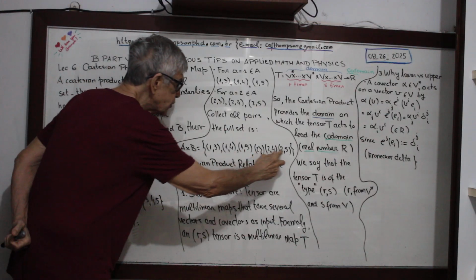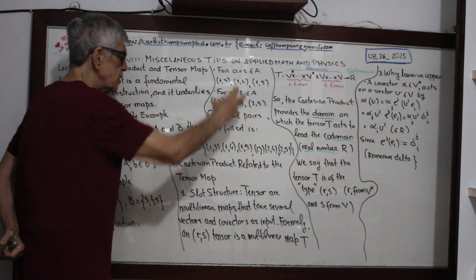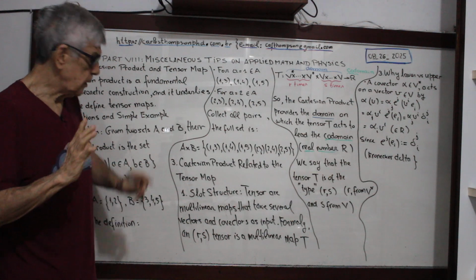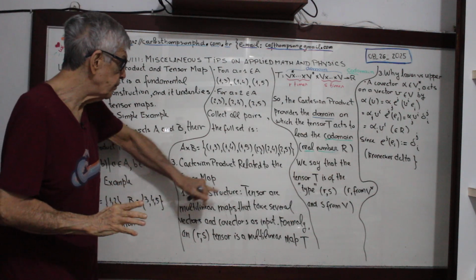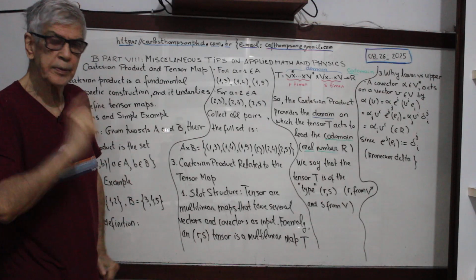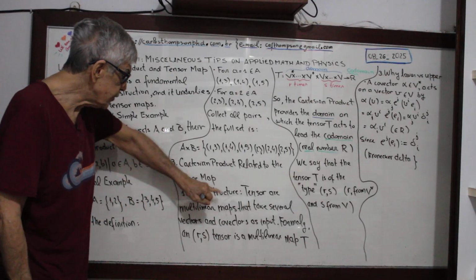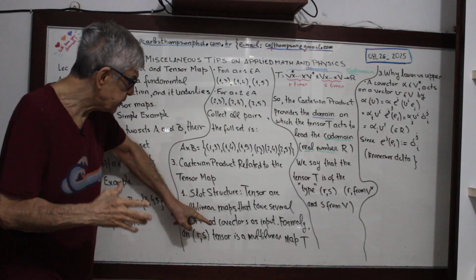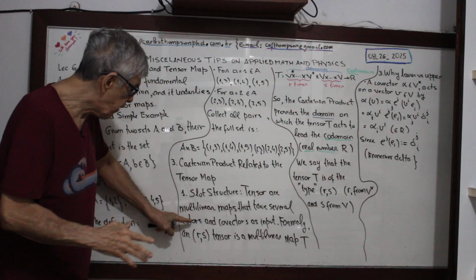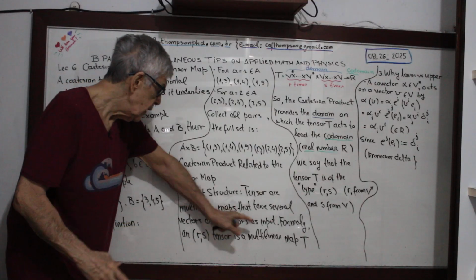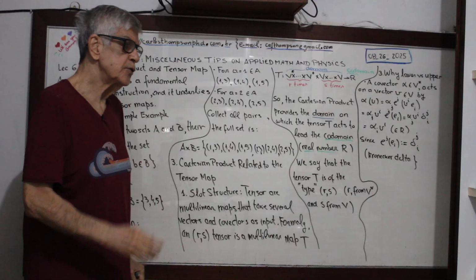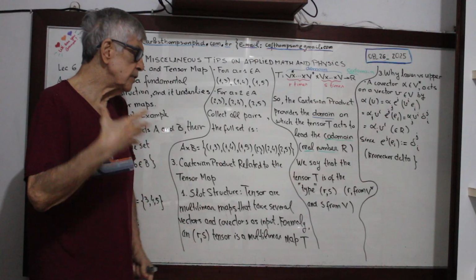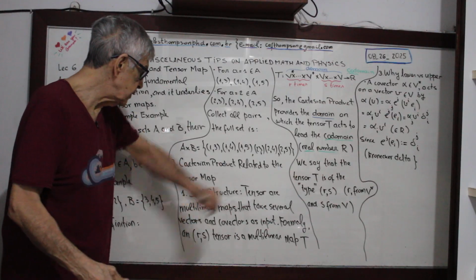You see, this is the full set over here. I just copy from here to over here. So, attention. This important Cartesian product is related to the tensor map. Slot structure. A tensor is a multilinear map that takes several vectors and covectors as input. You see, in general, you use a bilinear map, then this is a multilinear map, okay, the tensor.